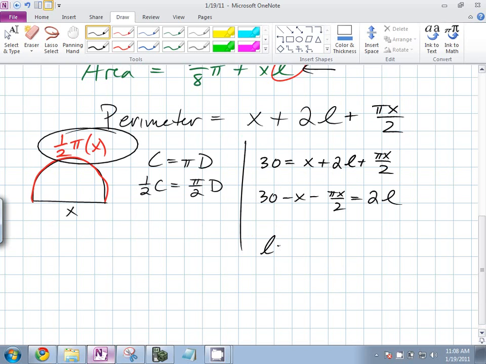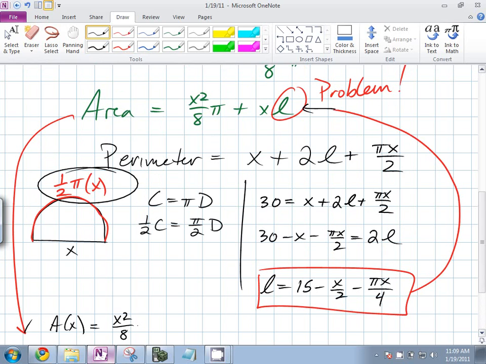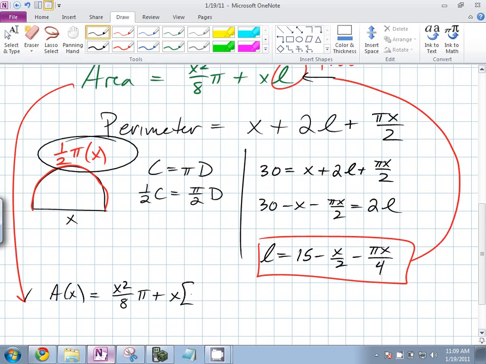L is equal to 15 minus. So now, do we have L in terms of x? Yeah. Now what do we do with this? Substitute in, which gives us the area in terms of x is x squared over 8 pi plus x times what? 15.